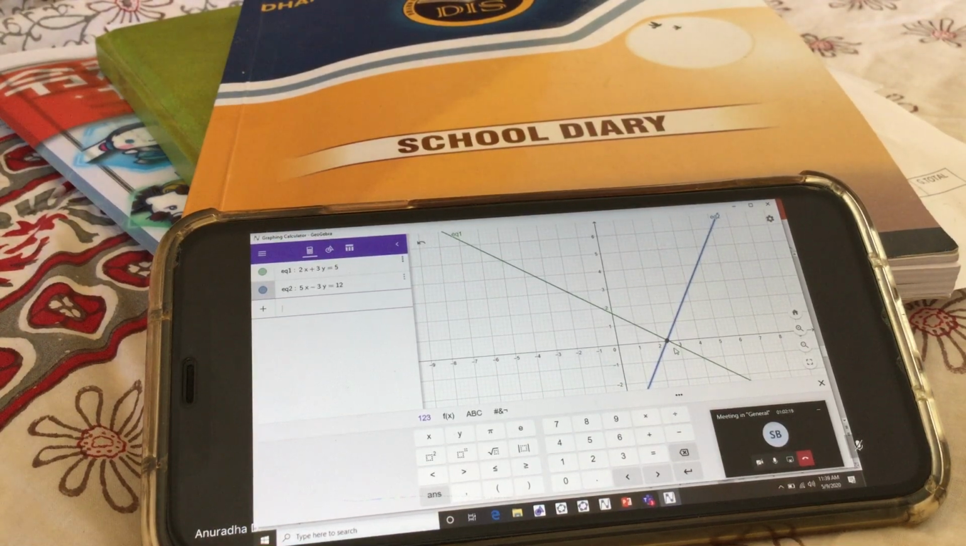What is the result? The lines are intersecting. Then they can change this to be, instead of 2, some other number, instead of 3, some other number, and once again they can find out what is A1 by A2, what is B1 by B2, what is C1 by C2, and then they can look at the graph and see whether they are intersecting or parallel or coinciding, whatever it is.